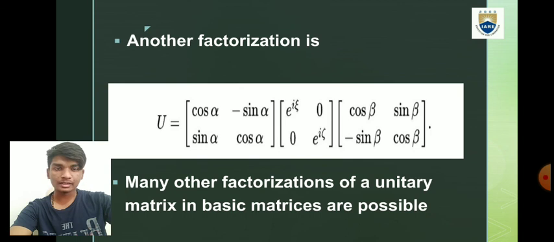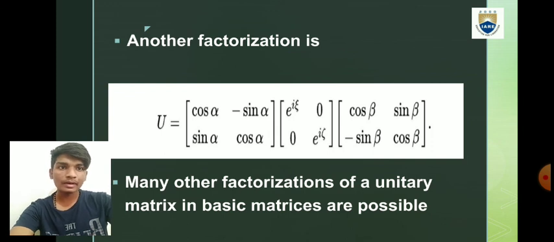Another factorization is U equals the matrix cos alpha, minus sin alpha, sin alpha, cos alpha, times the diagonal matrix e power i, e power minus i, times the matrix cos beta, sin beta, minus sin beta, cos beta. Many other factorizations of a unitary matrix in basic matrices are possible.